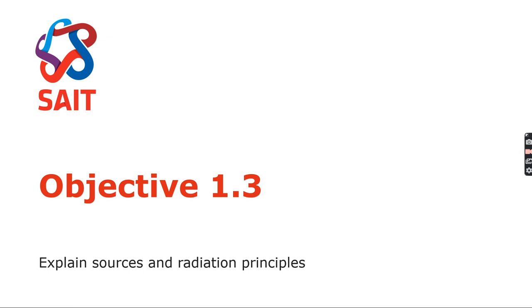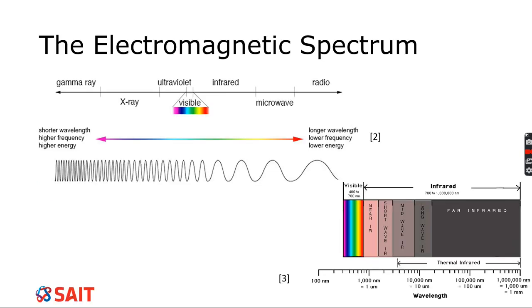So the next objective is explaining the sources and radiation principles. So I have a few things here that we can talk about and a few slides on this. So the first thing that we need to talk about before we can really get into sources is the electromagnetic spectrum. Now I know that it comes up later in the course outline, so we'll repeat that when we get there. But the electromagnetic spectrum is essential for us in remote sensing.